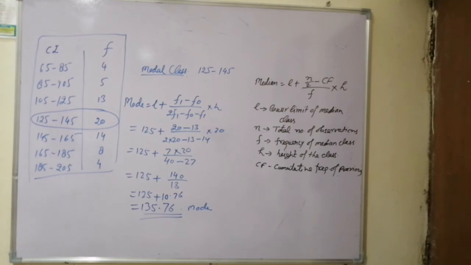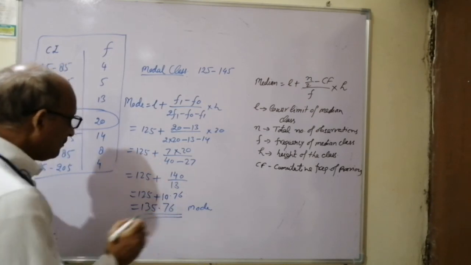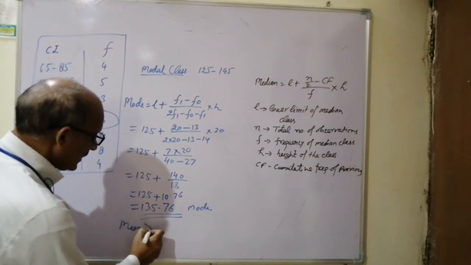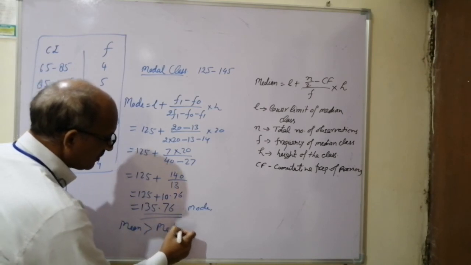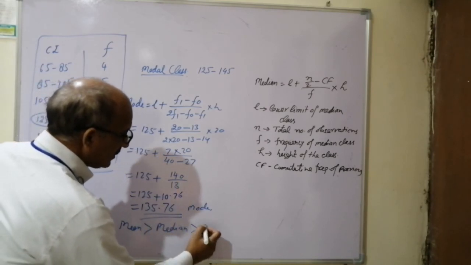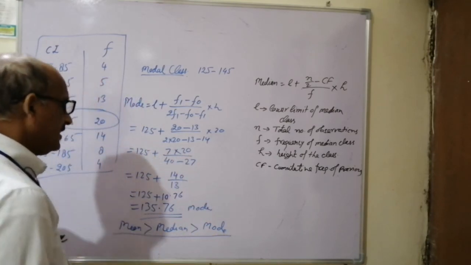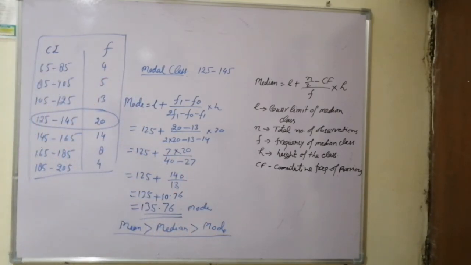In this way we can see that the mean was calculated to be the biggest, the median is the second one, and the mode is the smallest. So mean is greater than median, which is greater than mode for this observation.